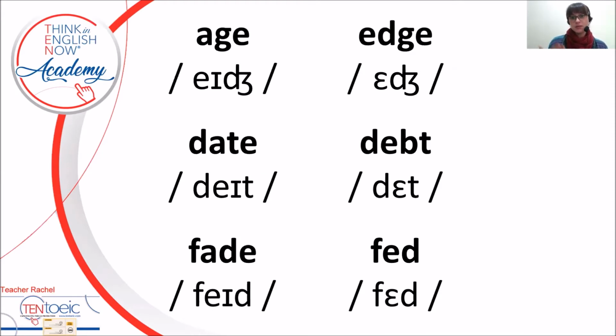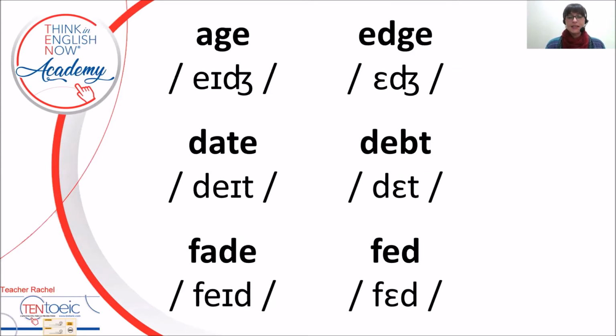Debt. This is when we owe money for something. For example, if we use a credit card and we have lots of money on the credit card, we have credit card debt. It means we have to pay the credit card company. Or if we take a loan from a bank, we have a debt with the bank. We have to pay them.